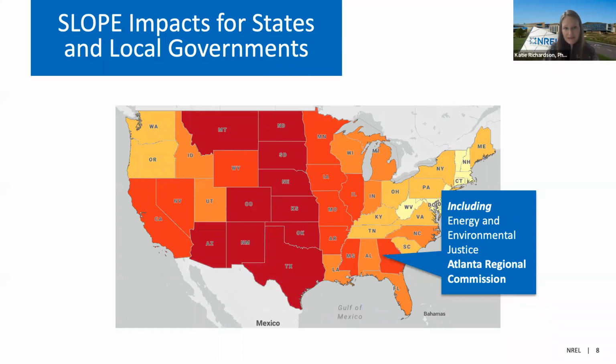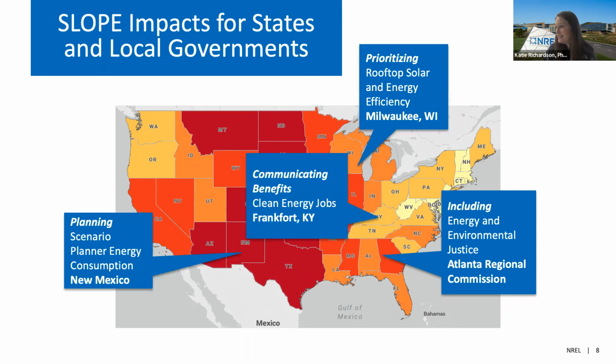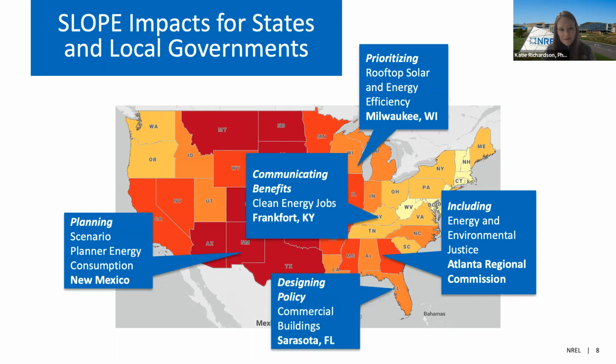Yes, so if you can see my map here, this is just an example map of the United States. This happens to be a screenshot from SLOPE. It is showing technical potential for utility scale solar, I believe, is what this background map is, but it's just indicative here of some of the places that SLOPE has had the opportunity to impact communities, whether that be state or local governments in their work.